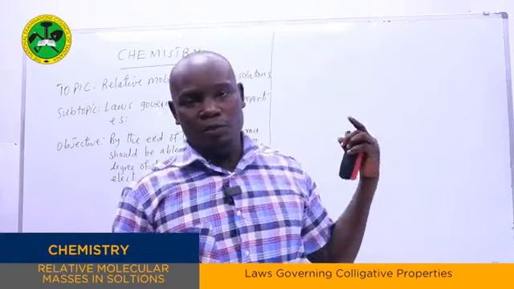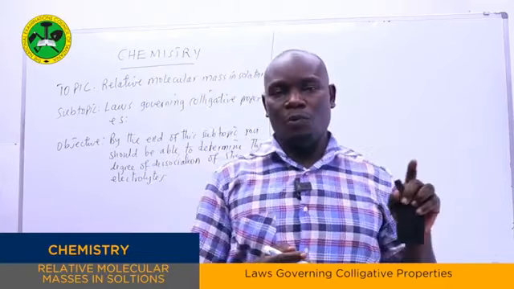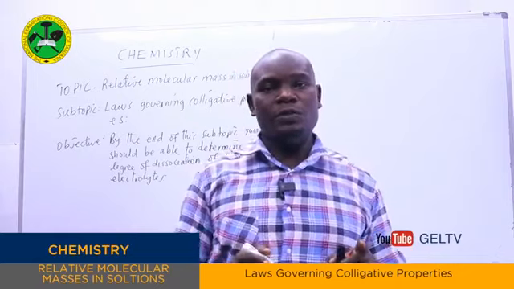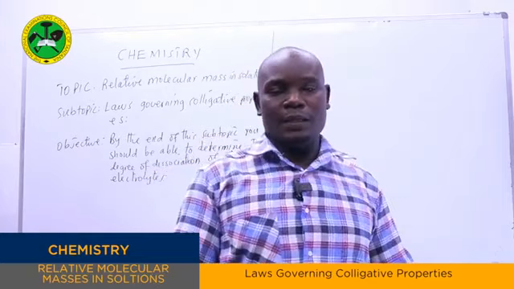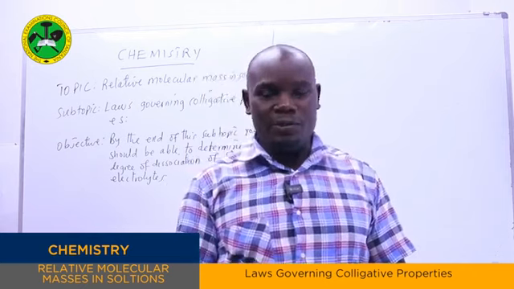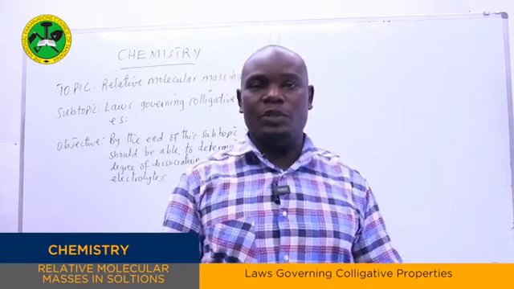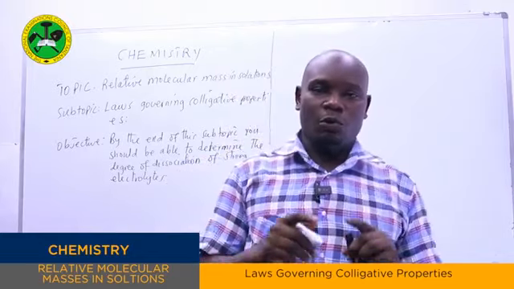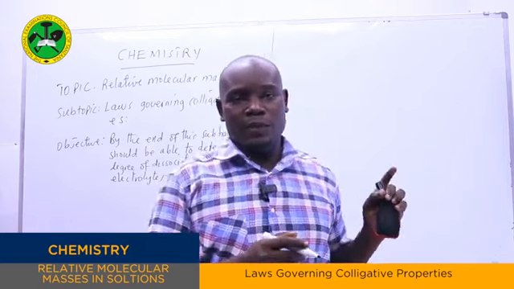Now, let me recall what we discussed about colligative properties. We saw that there are conditions for a solution to obey the colligative properties. One is that the solute must be non-volatile. Second, the solution should be dilute. And the third is that the solution should neither dissociate nor associate, which means that the solution should be non-electrolyte.